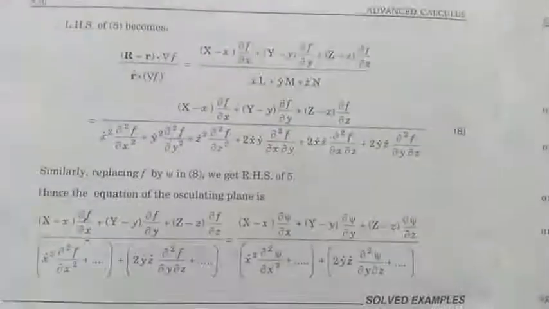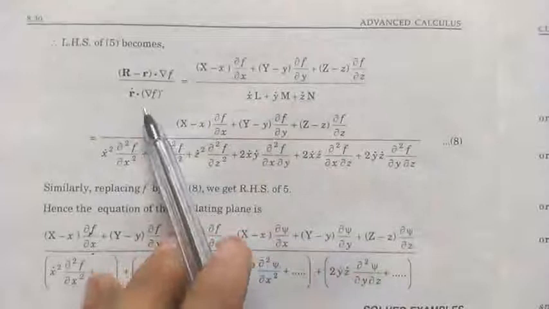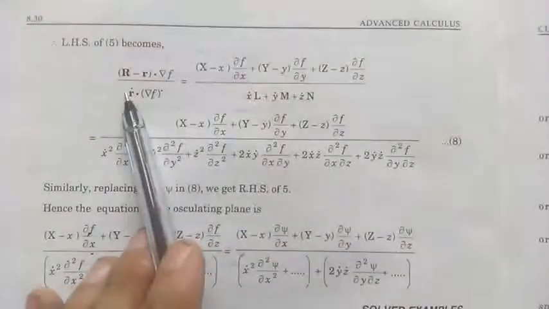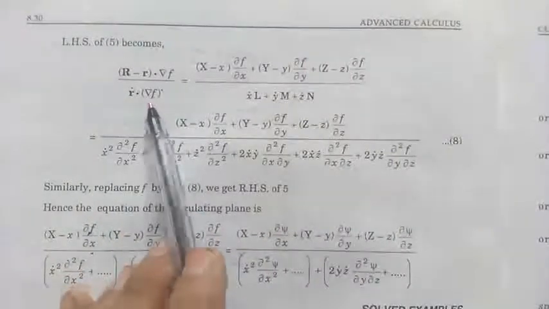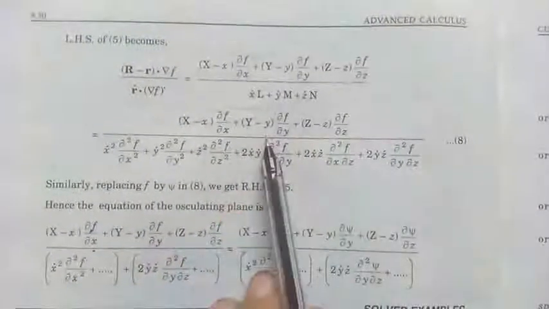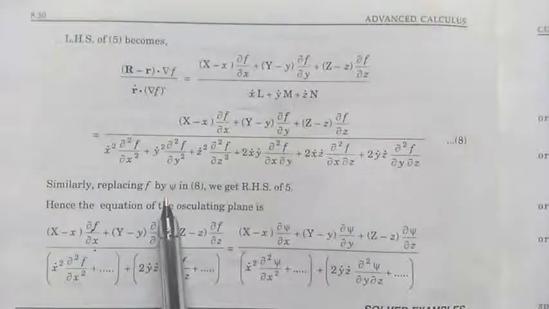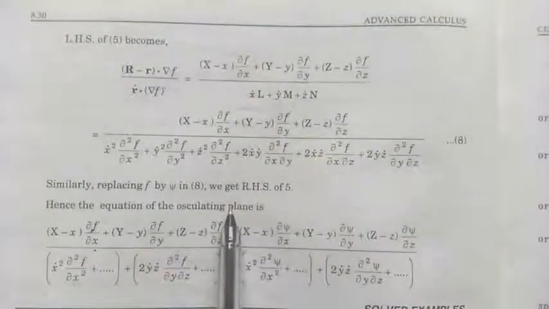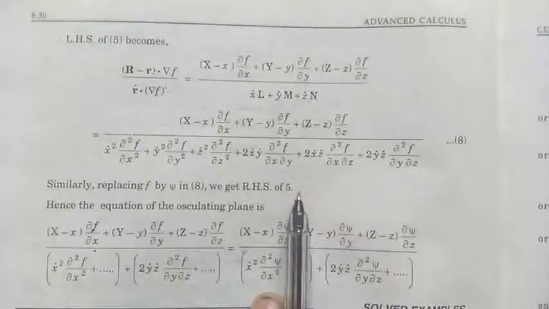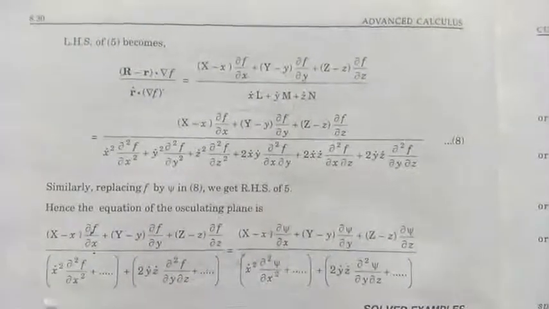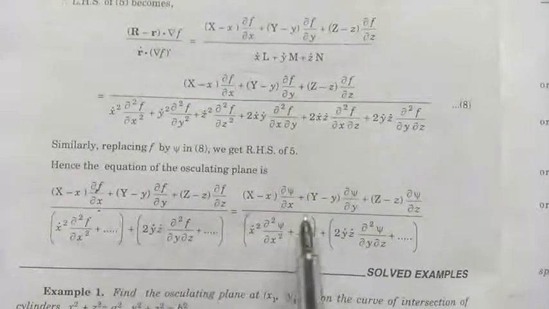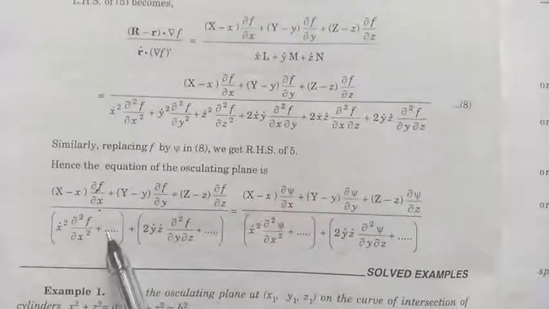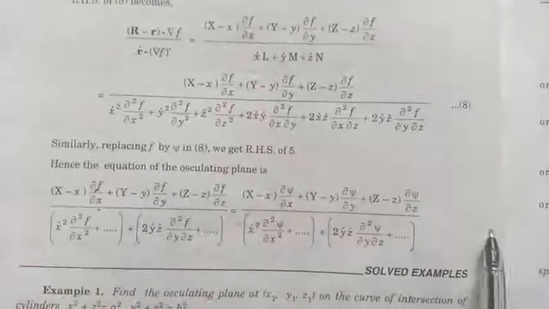Now substituting all these values in the equation we have already obtained, substituting one by one in the left hand side, if you substitute all the values of gradient f, r dot and gradient f derivative on the left hand side, we get this expression. Similarly, if we replace the function f by the function psi, we get the right hand side of equation 5. And equating the two, we get the equation of osculating plane, which contains the derivatives of functions f and psi of all the orders. So this is the equation of osculating plane.